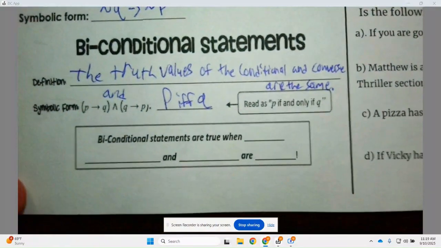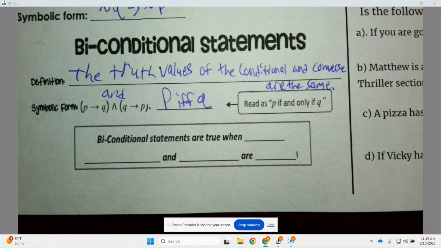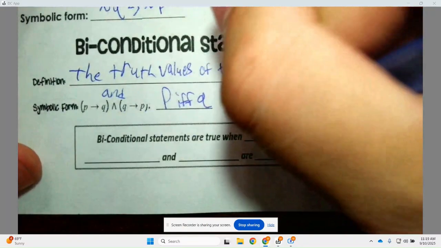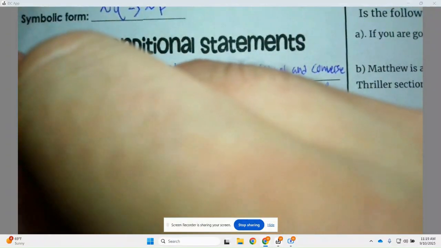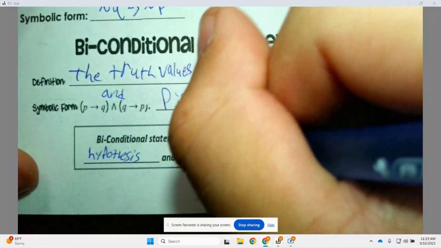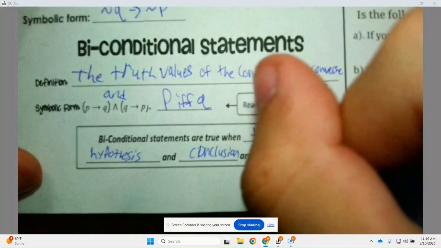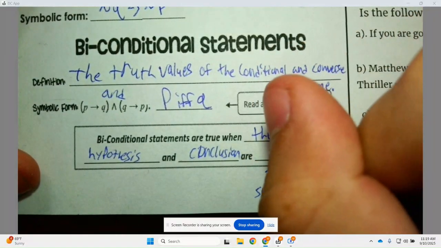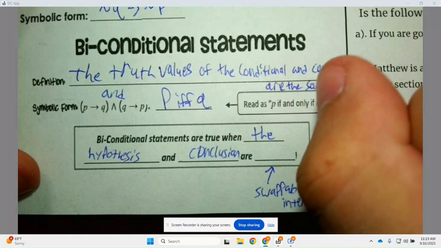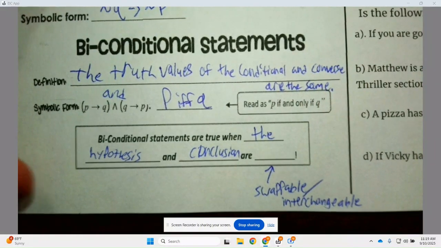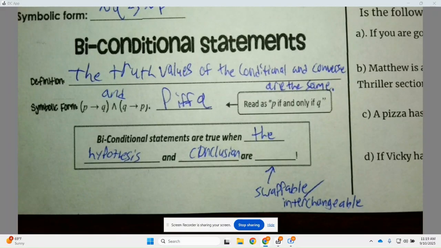You see how I write IFF? That means if and only if. P, if and only if Q. And they are true when the hypothesis and conclusion are swappable or interchangeable. The order doesn't matter. Okay, let's try some examples to see this in action.